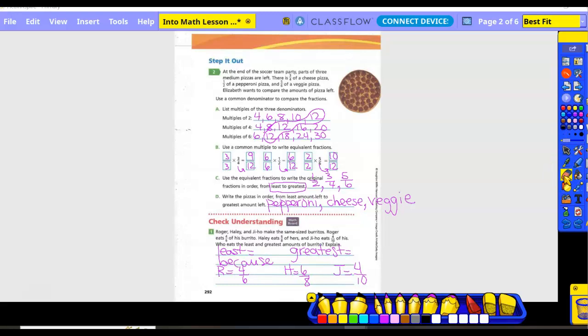Okay, so let's compare them to half. So what would be half of 6? 3/6, right? What would be half of 8? 4, so 4/8. And what would be half of 10? 5, so 5/10, right?